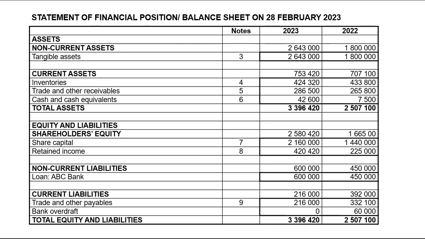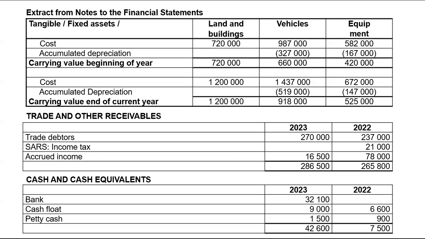So I'll have to check additional information. And when I check, I am given trade and other receivables. And for 2022, I was given SARS income tax of 21,000. I need to exclude that 21,000, and I recalculate my totals for 2021. Once I've excluded that, then I can simply determine whether I had a cash inflow or cash outflow from trade and other receivables.